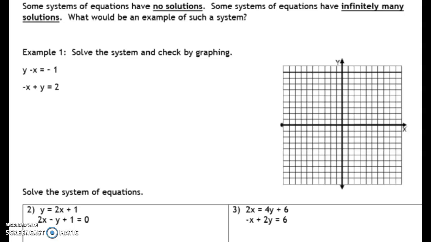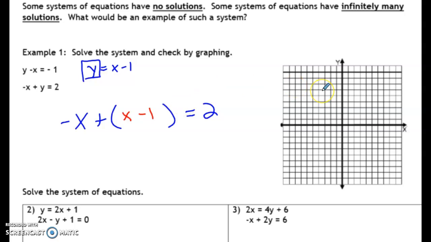All right, so if we have example 1 here, solve the system, check by graphing. We can solve it for y, move the x to the other side: y equals x minus 1. And then I'll go ahead and try this one by substitution. Now that y is solved for, I'm going to fill that into the second equation, negative x plus y equals 2. You could have done elimination pretty quickly too, so feel free to do that method if you'd rather.